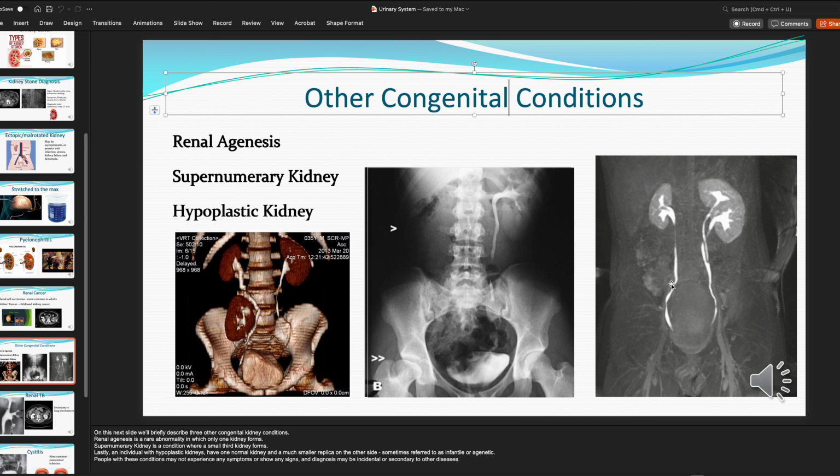And the other thing we can have is a hypoplastic kidney, having one normal and one much smaller replica on the other side. So this is a normal sized kidney, and this is a replica of the other one, but it's smaller than normal.